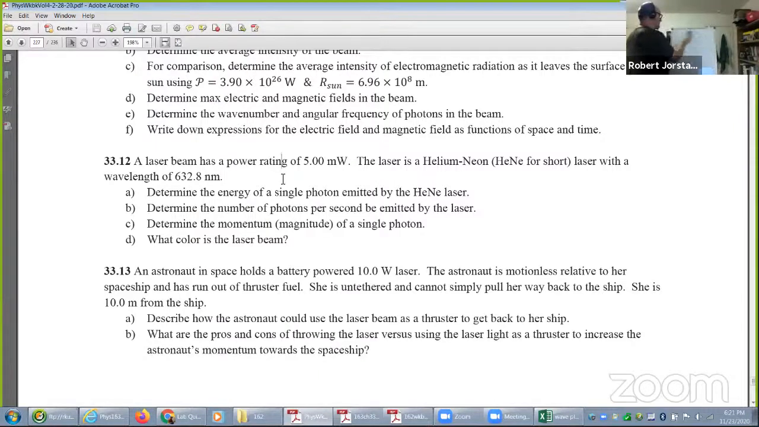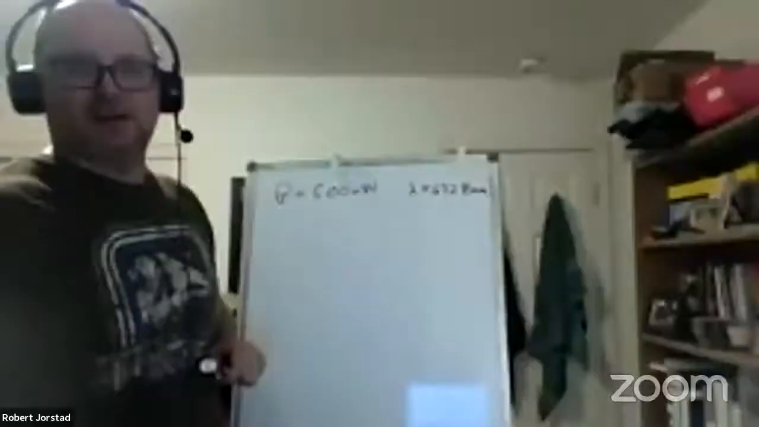This one usually throws people for a loop. We're told the power is what, 10 milliwatts or 5? Okay, 5 milliwatts, decent. That's the start of class 3 or whatever. And we're told lambda equals 632.8 nanometers, a nice red-orange helium neon laser. And we're trying to get the energy of a single photon.